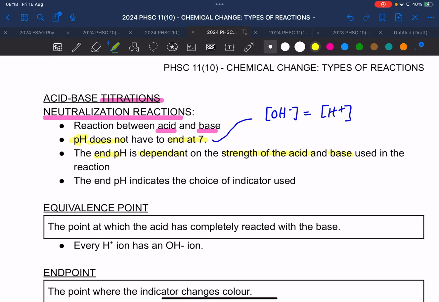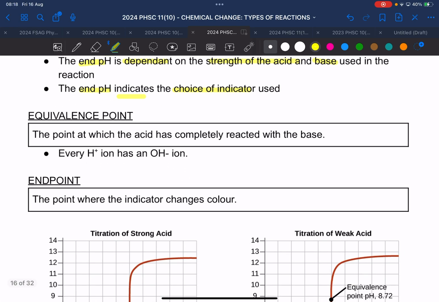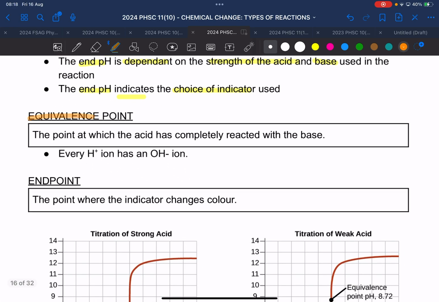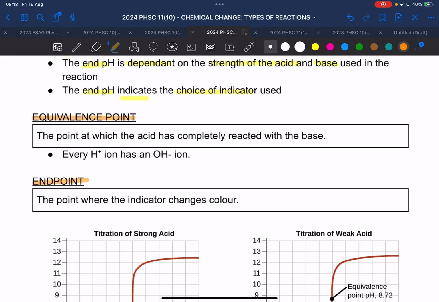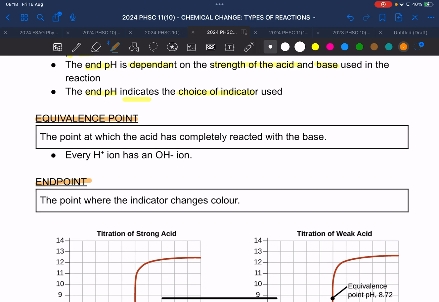And then the end pH indicates the choice of indicator that we will use. Like we just discussed here. Then you have 2 points. You have equivalence point and end point. And they do overlap a bit, but they're not the same thing.